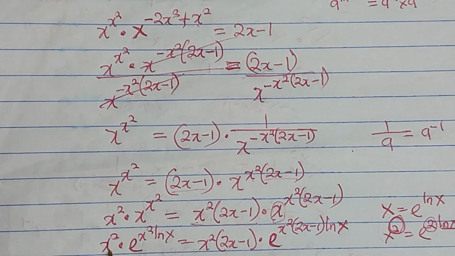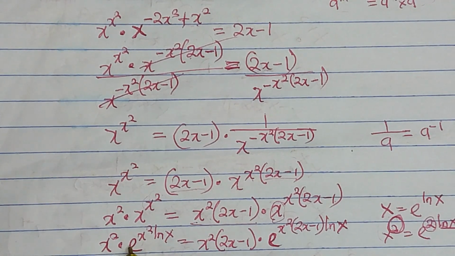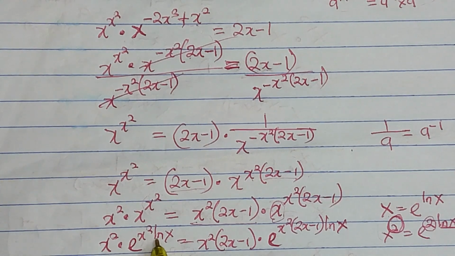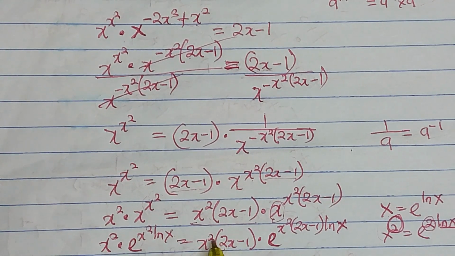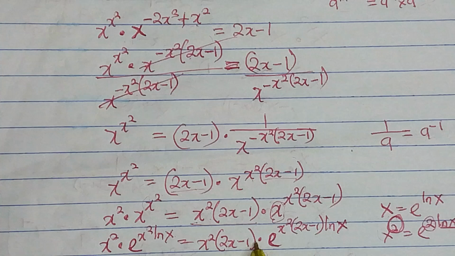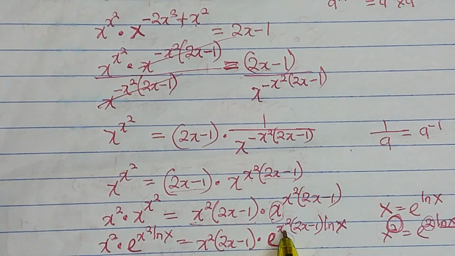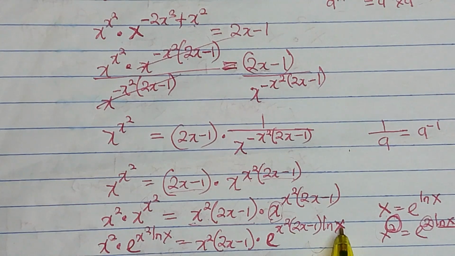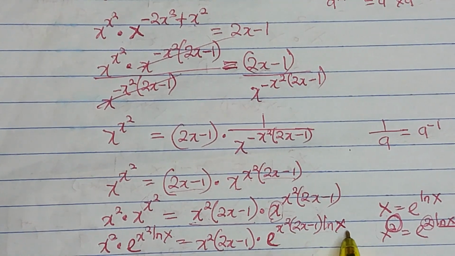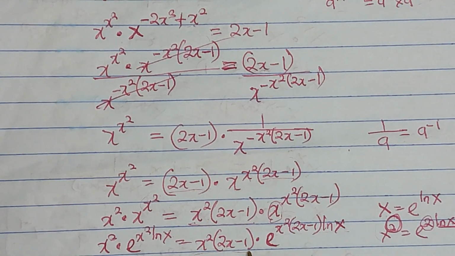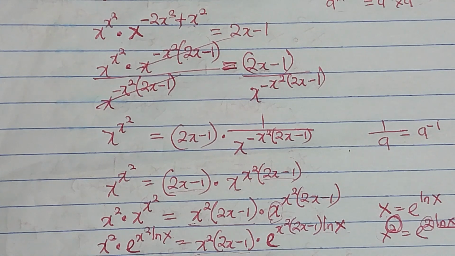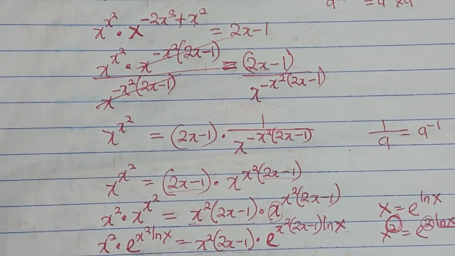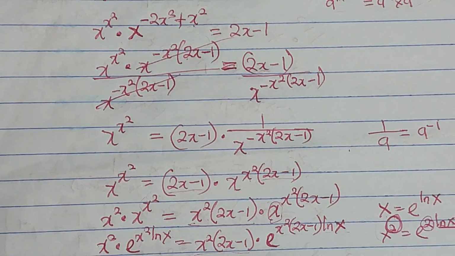We see here that we are having x squared multiplied by e to the power of x squared ln x. And here we are having x squared multiplied by 2x minus 1 multiplied by e to the power of x squared multiplying 2x minus 1 ln of x. So for this to be the same thing as this, so that we can apply the product law of Lambert W function, we have to multiply both sides by ln x.